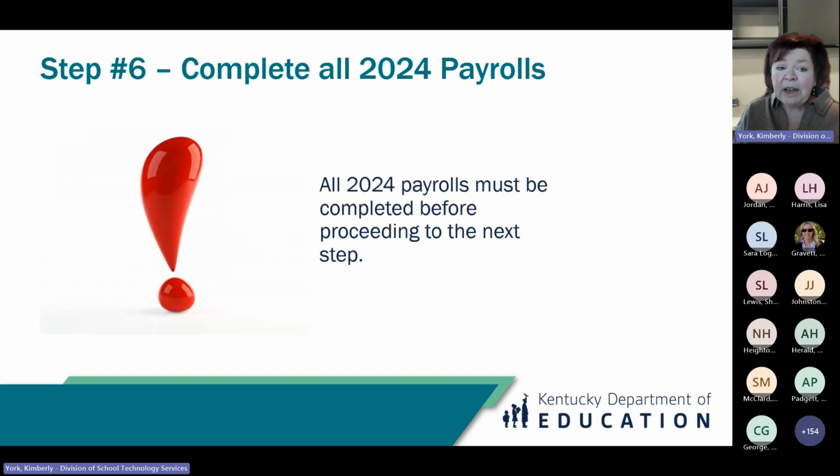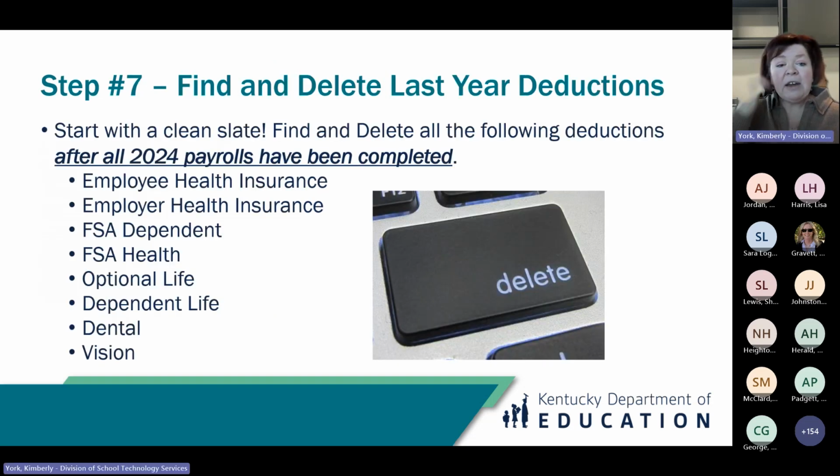So we're up to completing our 2024 payrolls. At this point, all 2024 payrolls must be completed before proceeding to the next step. Step 7 is to find and delete last year's deductions. People get scared about this, but it really is a way to start with a clean slate, and it's a simple process.